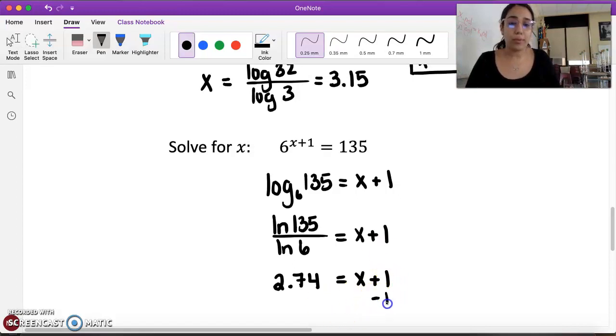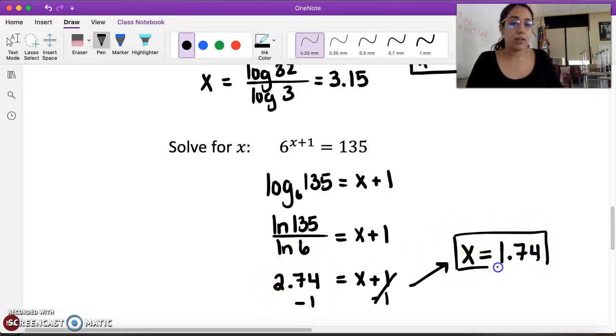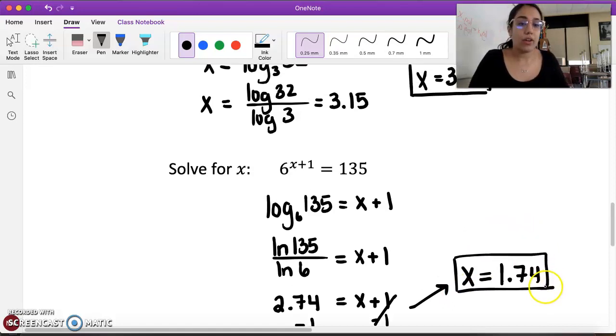So I just subtract 1 from both sides. So what do I get? I get x is equal to, not 3, 1.74. I just subtracted 1 from this. And there you go. There's your answer.